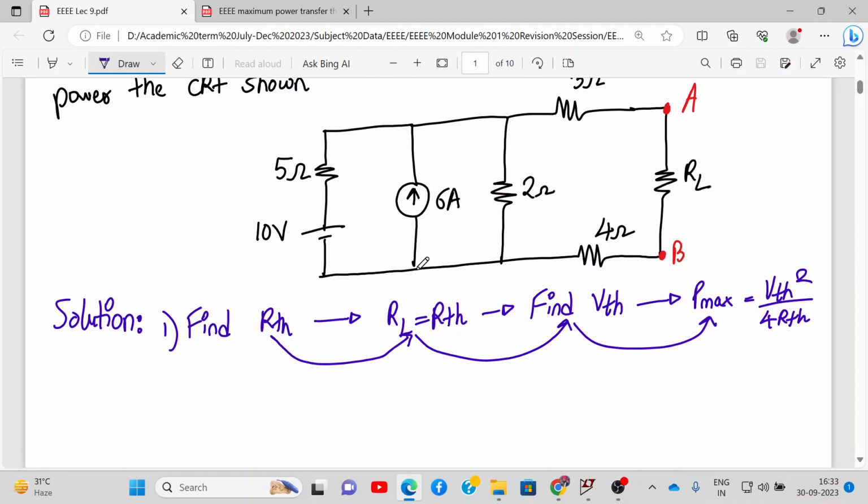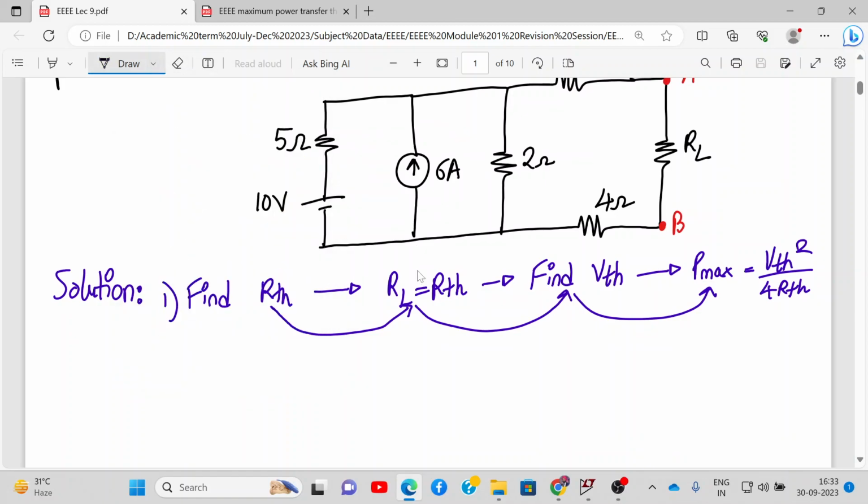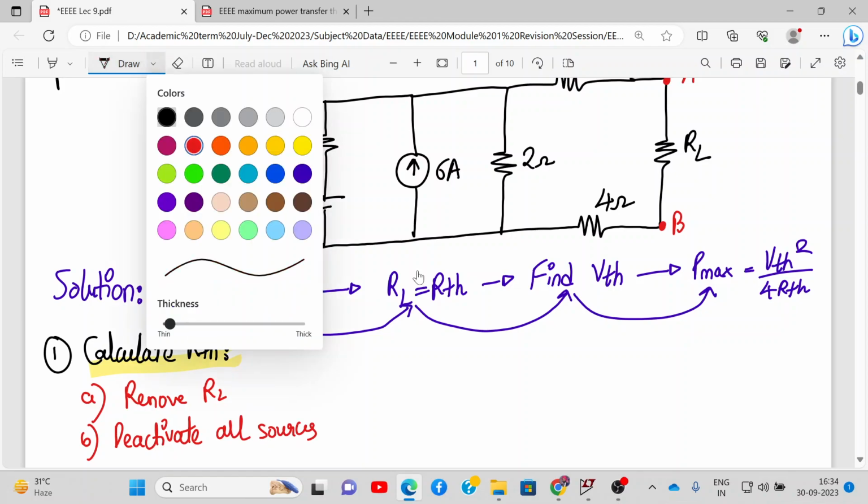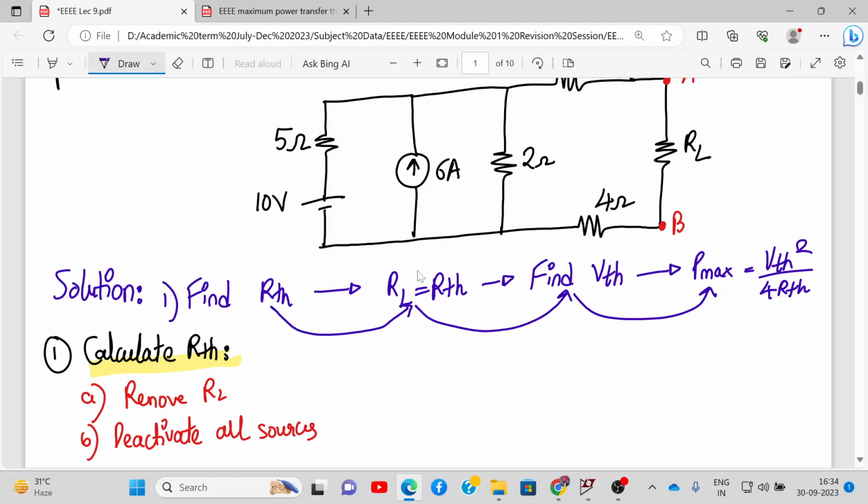Now let us start with RTH. The first point is to calculate Thevenin's resistance RTH. What is the procedure over here? The procedure is very simple. We need to remove RL, and secondly deactivate all sources, or replace all sources with their internal resistance. Let's draw the circuit again by deactivating all sources. Here we have 5 ohm. Here we have a voltage source, so short circuit. Then the current source will be open circuit.